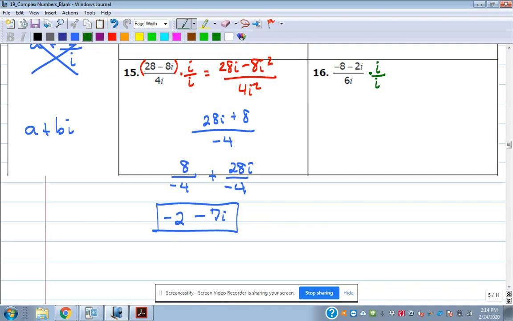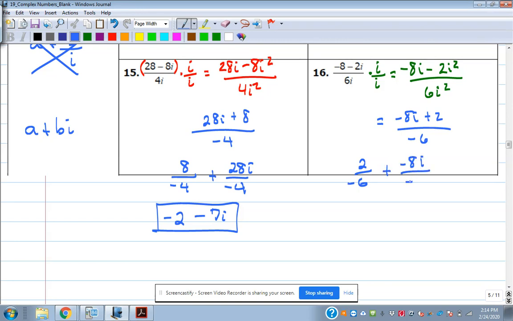Okay, so multiply top, got to distribute. That's going to be negative 8i minus 2i squared over 6i squared. That's going to be negative 8i plus 2, excuse me, over negative 6. Rearrange it and simplify. I rearranged it by just putting negative 6 under each term, and then put the real part in the front, the imaginary part in the back. Simplify the fractions. That's going to be negative 1/3 plus positive 3 over 2i.